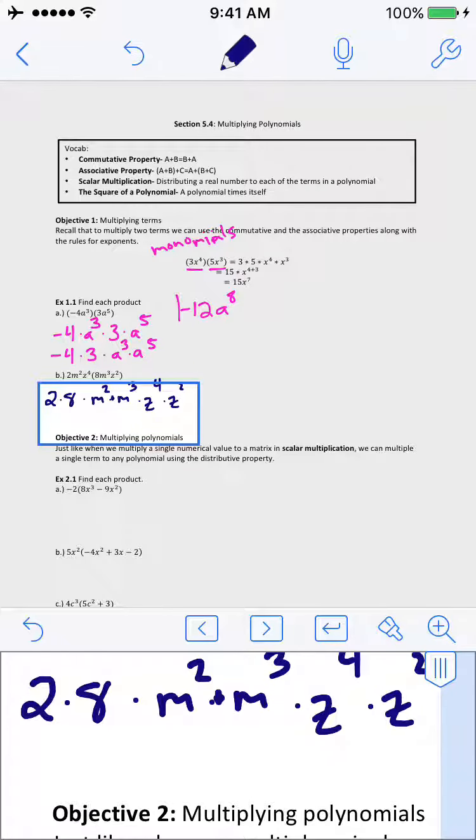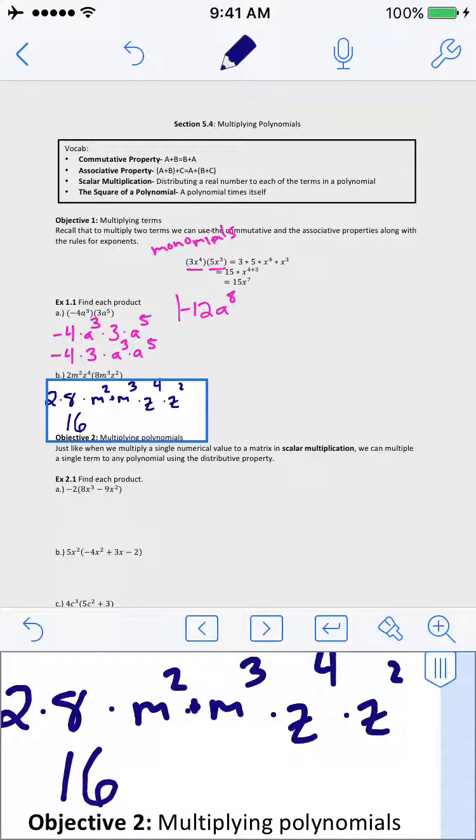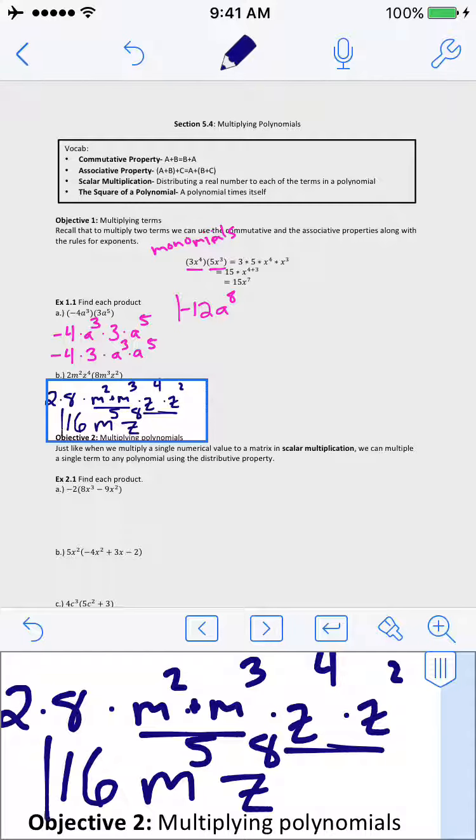But now I can simplify. 2 times 8 is 16. Product rule on the m's, right? I have to have the same base. I can't product rule all of them, they have to have the same base. Just combine the m's, get m to the fifth, and then z to the sixth. And I have my multiplication of two monomials. Alright, so it's very important. Do not product rule all of them together.